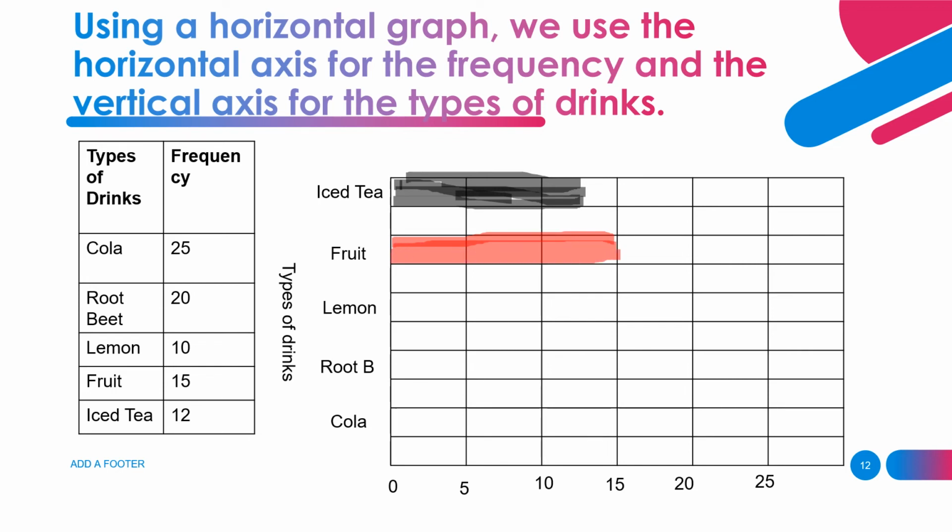Ang galing, di ba? Next, ang ating root beer ay 20. We use green for root beer. Actually, kahit anong color. So, lemon muna. Lemon is yellow. Lemon is 10. Then the fruit juice is 15, the iced tea is 12, lemon is 10, root beer is 20. Ayan, dito banda. Ang ganda ng kulay.